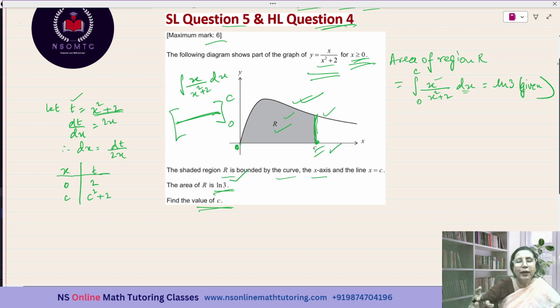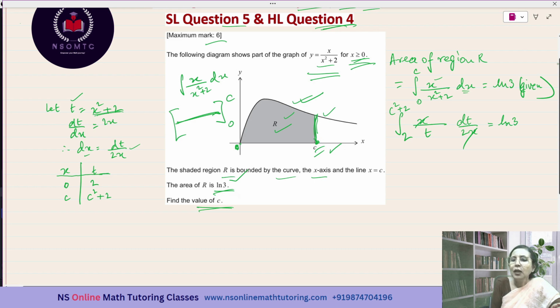The steps that I'll be writing now will be for the HL people. So it is the integral from 2 to c squared plus 2, and x over, in place of x squared plus 2, I'm writing t, and dx equals dt over 2x. So it is dt over 2x. So now you see that these 2x will be getting cancelled. And of course, this is equal to ln 3.